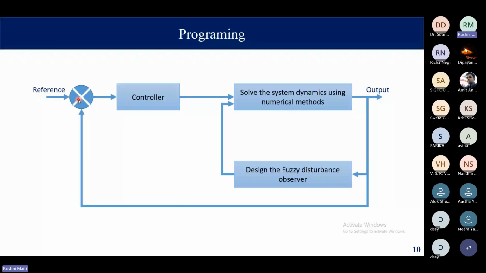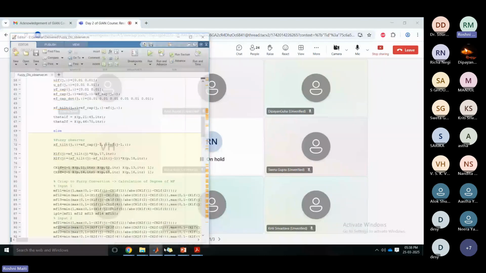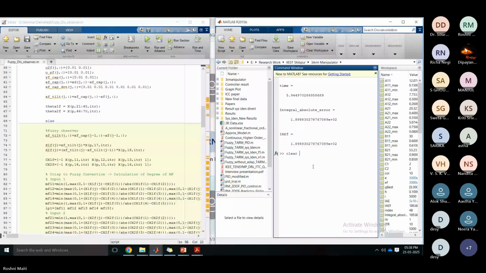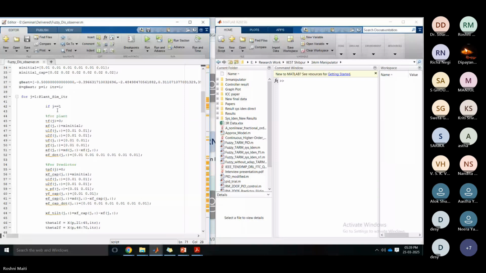So for this one, if I show you this, ultimately here we have designed this control system. We have iterated this one.